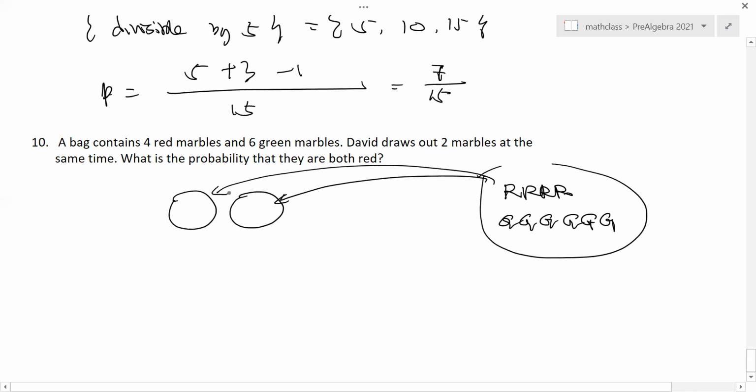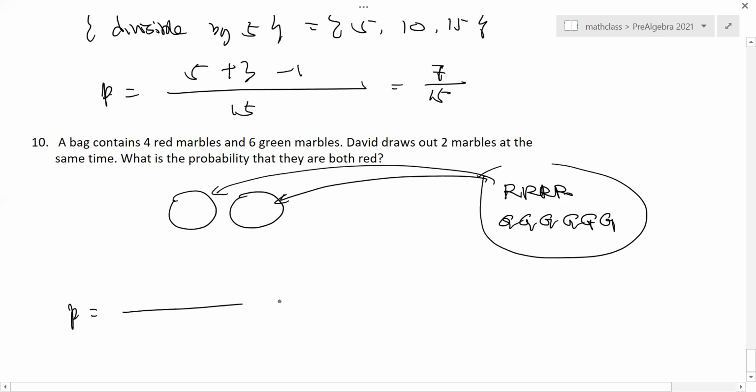We draw out 2 marbles at the same time. That means, in other words, you're drawing marbles without replacement. You cannot put it back. You just grab 2 marbles. But you can put them in order or without order, it doesn't matter. The result is the same. So you grab 2 marbles, you can put them in order on the table.